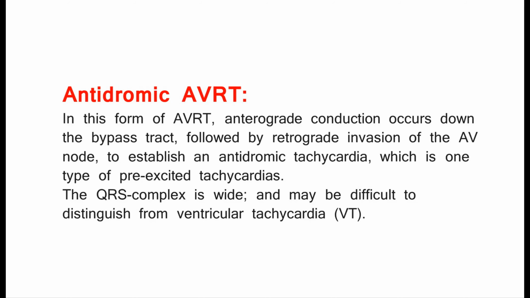Antidromic AVRT. In this form of AVRT, anterograde conduction occurs down the bypass tract, followed by retrograde invasion of the AV node, to establish an antidromic tachycardia, which is one type of pre-excited tachycardias. The QRS complex is wide, and may be difficult to distinguish from ventricular tachycardia, VT.